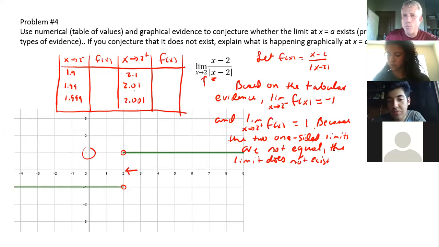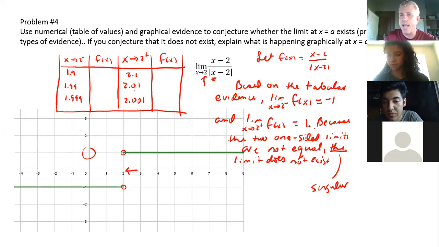exist. Remember, the word "the" means it's singular, right? The is singular. And that's the key with these limits. If we get two different numbers, we don't have a single number. We can't say "the." We can say, well, there's two different one-sided limits, and they're both limits. They just aren't the same limits. So the function isn't going to the same place.